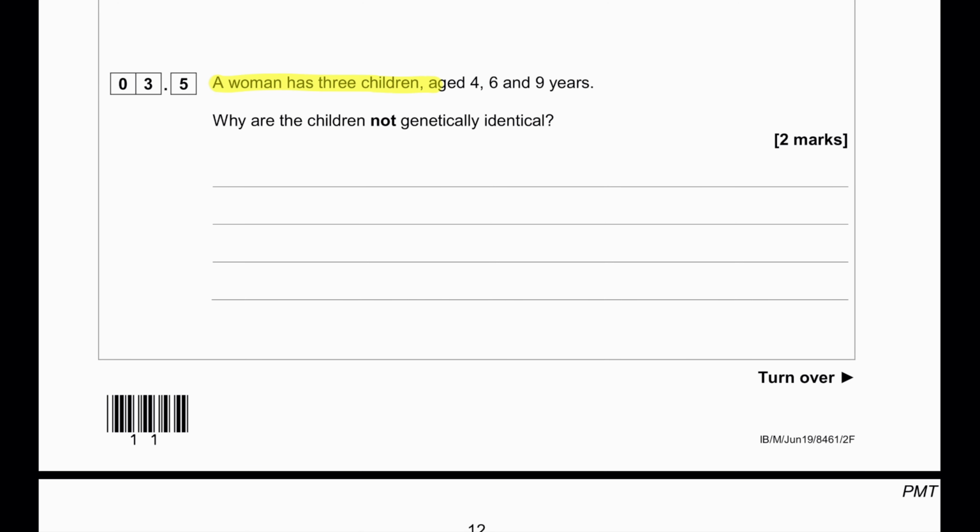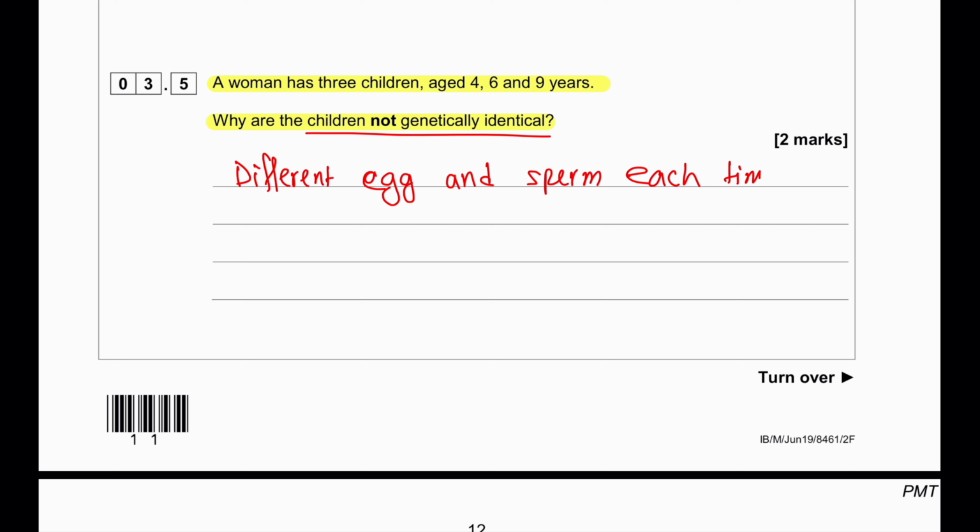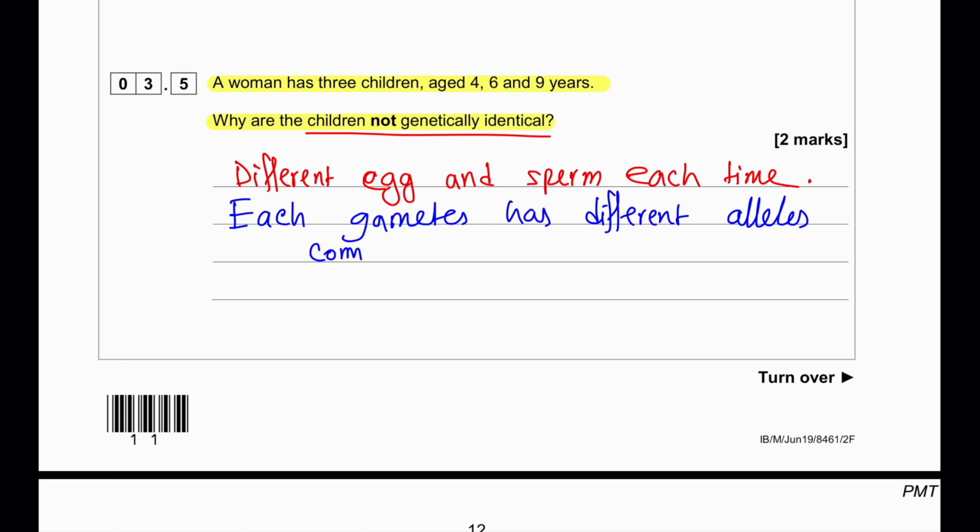A woman has 3 children aged 4, 6, and 9 years. Why are the children not genetically identical? We need to think in this way: because the woman had these children at different times, obviously they were produced by different eggs. And obviously, the sperm that reached those eggs were different. So the genes from the two parents were mixed together to produce each particular child, who is closely related but not an exact copy.